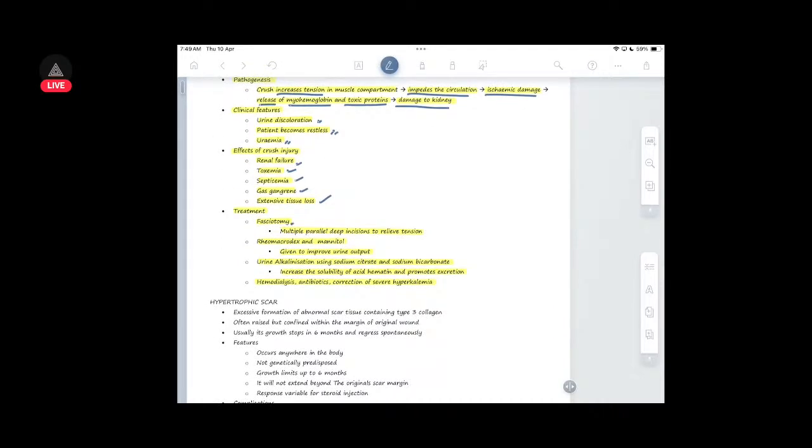So fasciotomy, multiple parallel deep incisions to relieve the tension, rheomacrodex and mannitol.